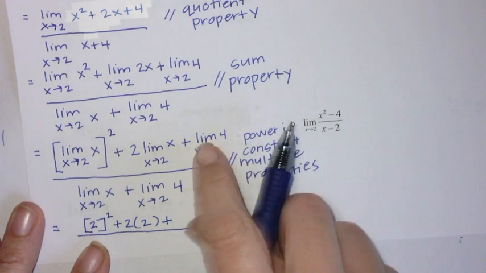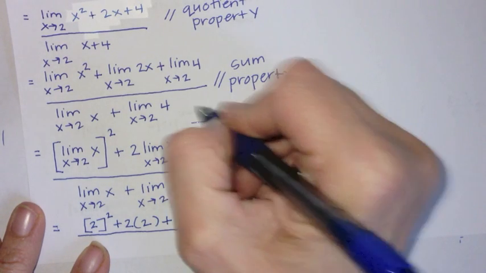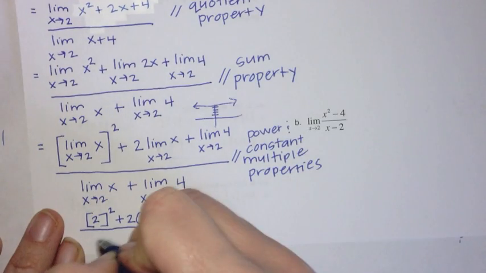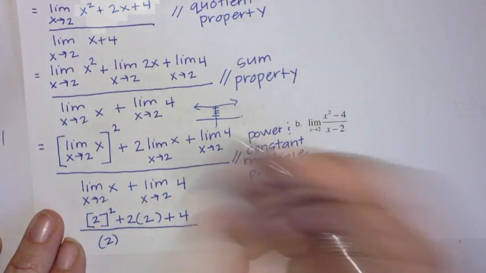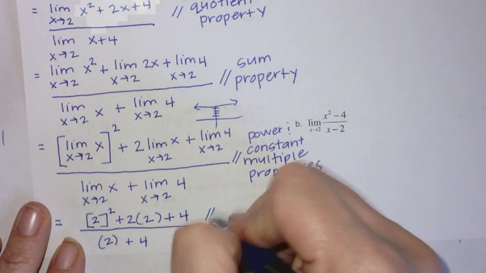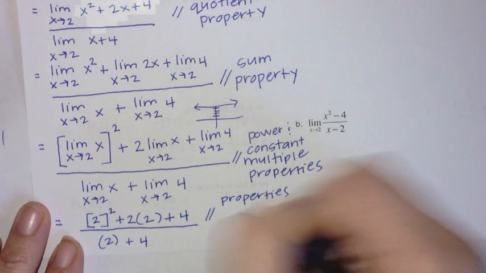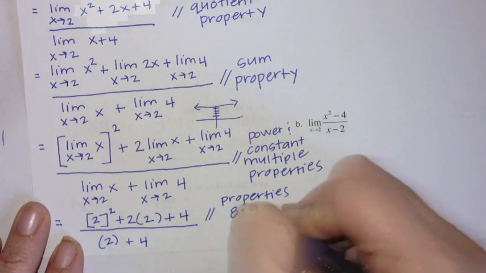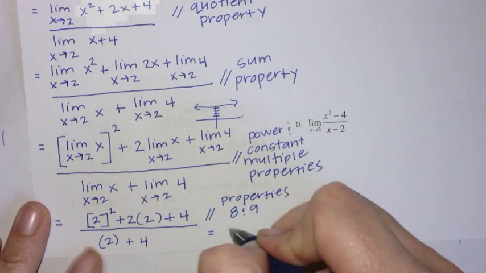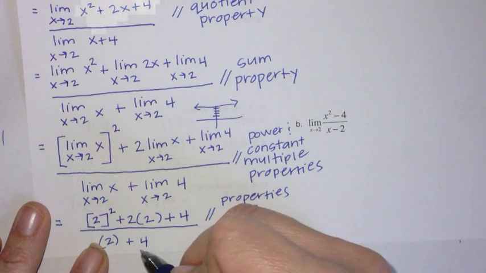The limit of a constant, remember, that's like this horizontal line, at 4. What's the limit? It's going to be the constant 4. And this one is 2 again. And then this one is 4. And this was me using properties 8 and 9. And then I just get to simplify that. So that equals 12. Ooh, I wrote 4.